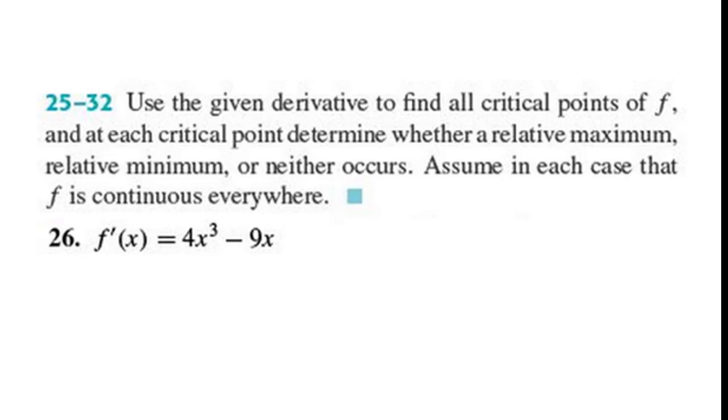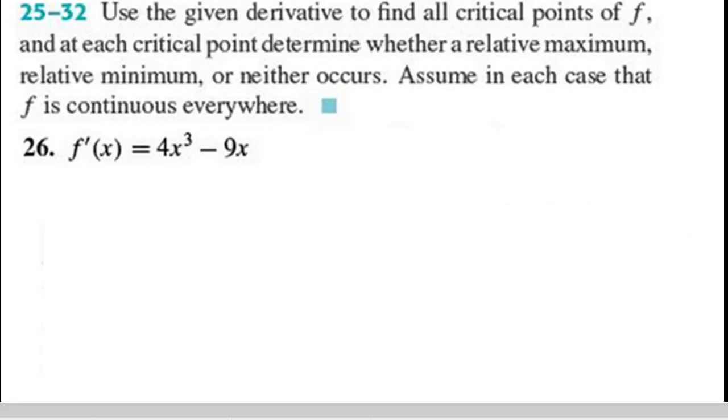Okay, so we're continuing our work here, and we're going on to do some problems. Use the given derivative to find all the critical points of f. At each critical point, determine whether relative maximum, relative minimum, or neither occurs. Assume in each case that f is continuous everywhere. So we have the derivative already given to us, so we don't have to find the derivative.